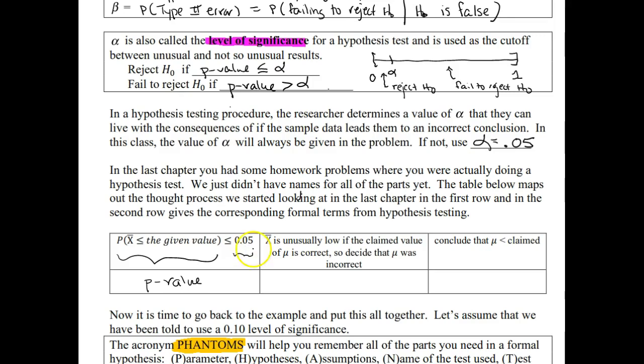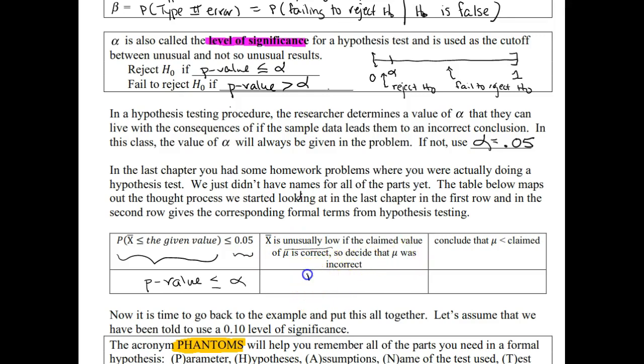And this 0.05 that we compared to in the previous sections now also has a name. That is our level of significance, which is alpha. So now we're really checking if that p-value is less than or equal to alpha. And then if this occurred, we would say x bar was unusually low if the claimed value of mu is correct. So we decided that mu was incorrect.